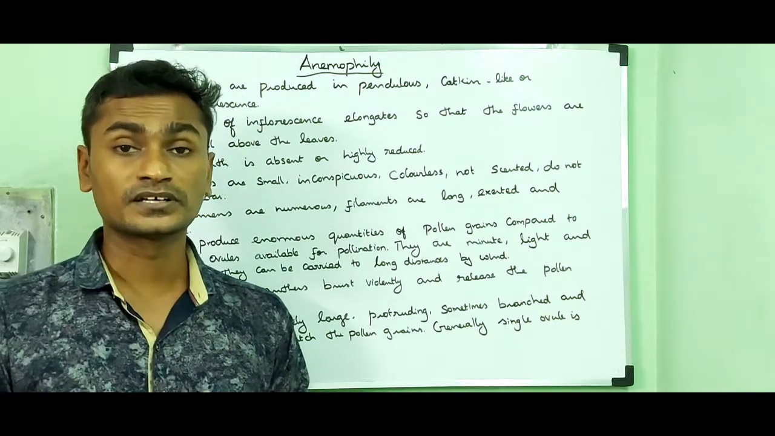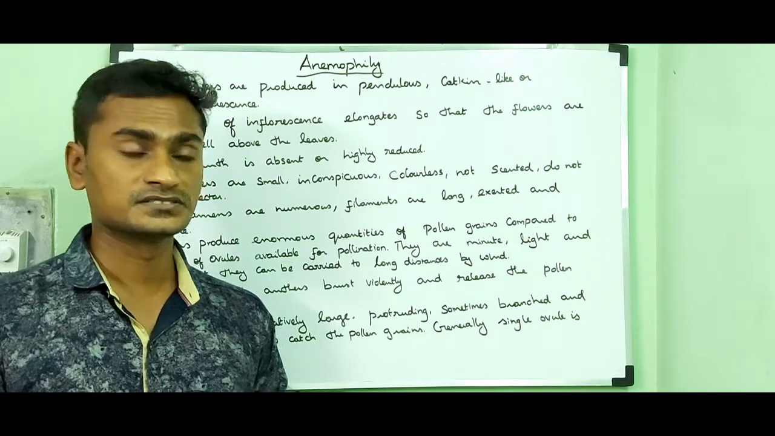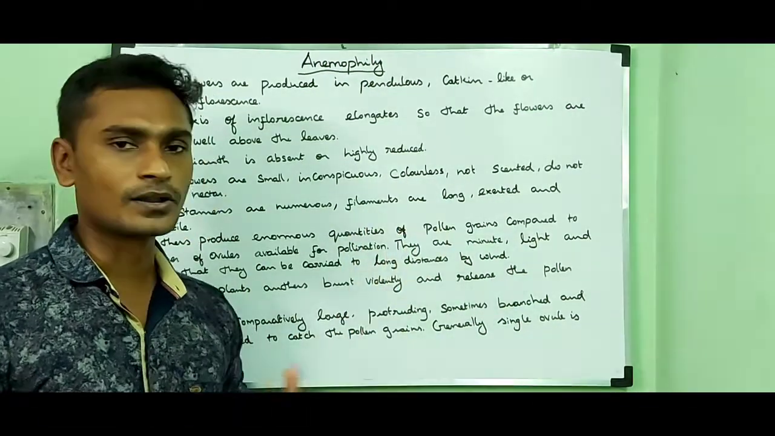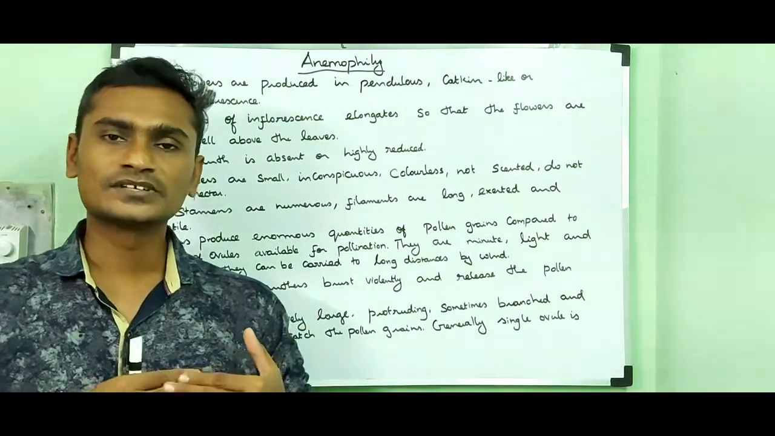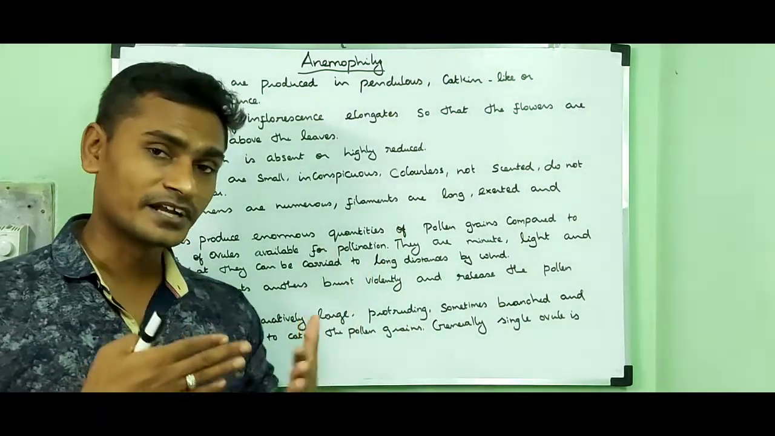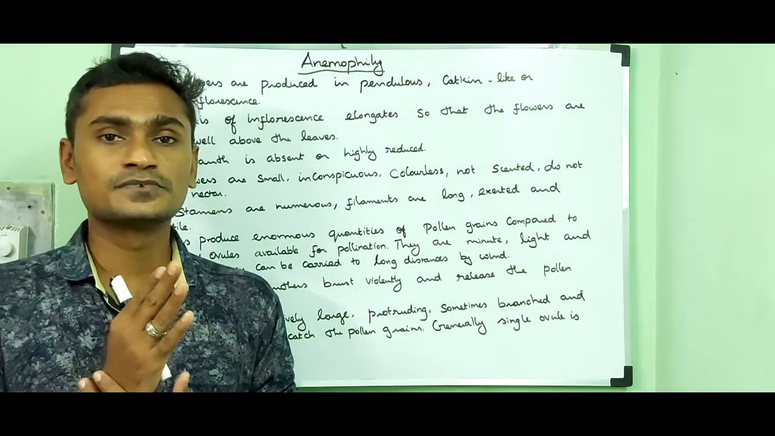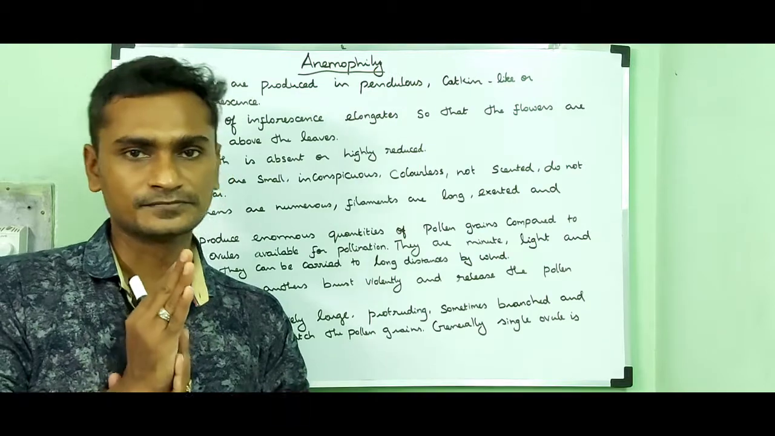Notice how many pollen grains it produces. Numerous. The filaments are long. Filaments are long, so it is a stalk, so it can provide nutrient. In the case of anemophilous flower, especially the filaments are long. Then only it can exhibit outward very easily. So it will be easily visible outside.